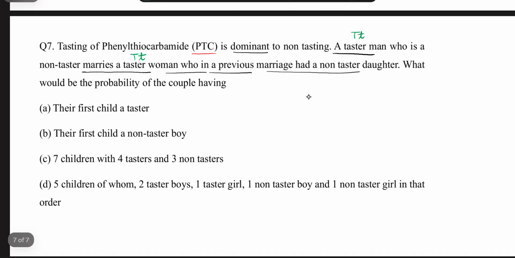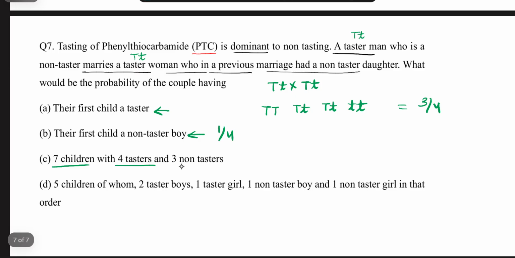Now what is the probability? First of all, we will write that when the two of them are crossed, we can get these chances, right? The probability of their first child being a taster, what do you think it can be? It can be 3 by 4 because it is a dominant form. Their first child a non-taster boy can be simply 1 by 4. Then, 7 children with 4 tasters and 3 non-tasters. There is no sequence mentioned.